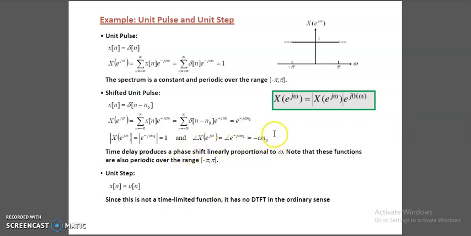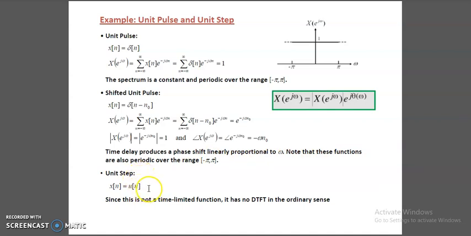Okay, so the magnitude is 1 and the phase is minus omega n0. Compared with the unit pulse, it is clear that the magnitude is the same, with the difference only in the phase term. So the shift in the time domain results in a linear shift proportional to omega in the phase term. And when we plot its spectra, it is clear that it is also periodic over the range minus pi to pi. Next we consider a unit step.